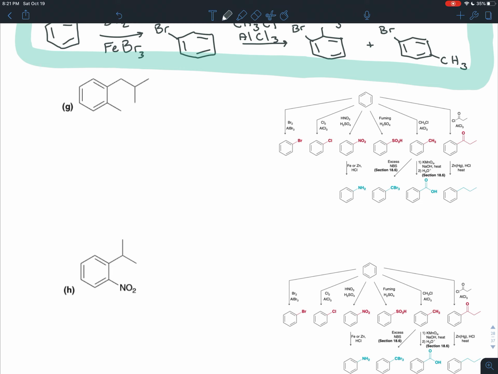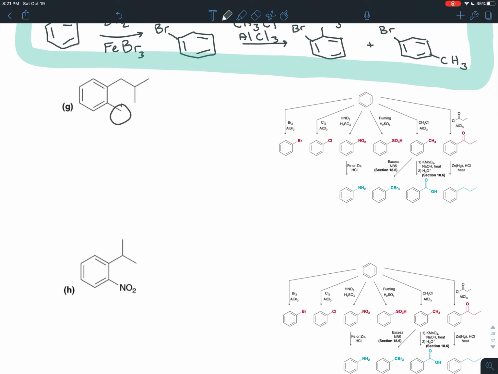All right, let's think about G. Now in G, we have 2 branches. Each of these branches are alkyl groups. And so how would we put alkyl groups on there? Well, some sort of Friedel-Crafts reaction. It'll either be Friedel-Crafts alkylation or Friedel-Crafts acylation. Let's think about them one at a time.